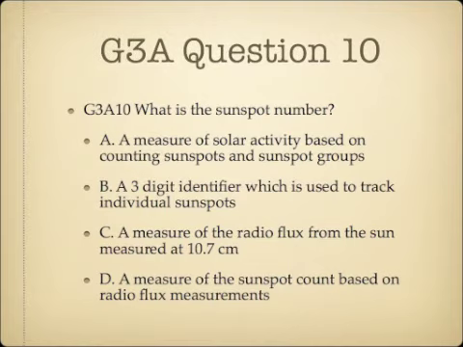Question 10. What is a sunspot number? A. A measure of solar activity based on counting sunspots and sunspot groups. B. A 3-digit identifier which is used to track individual sunspots. C. A measure of the radio flux from the sun measured at 10.7 centimeters. Or D. A measure of the sunspot count based on radio flux measurements.